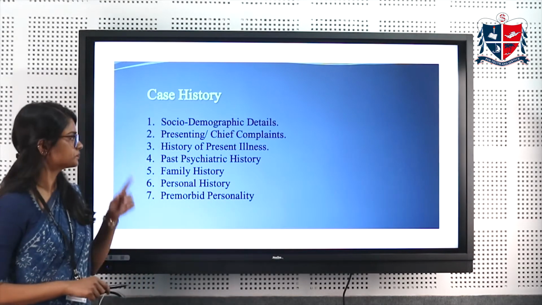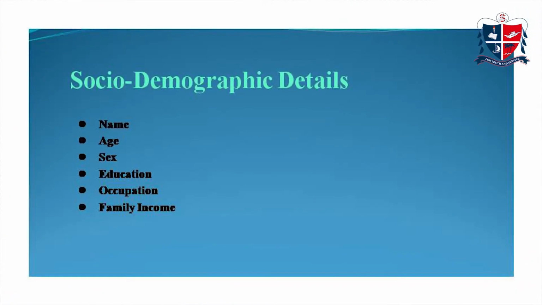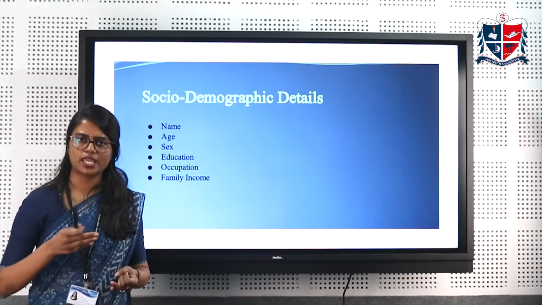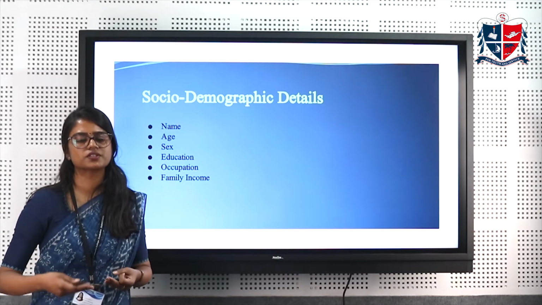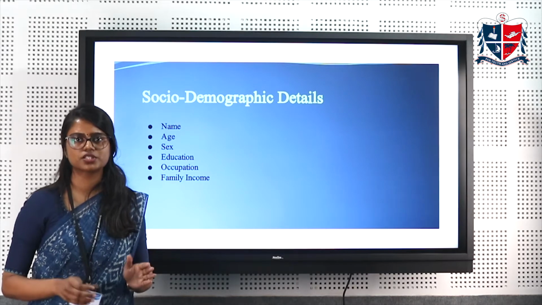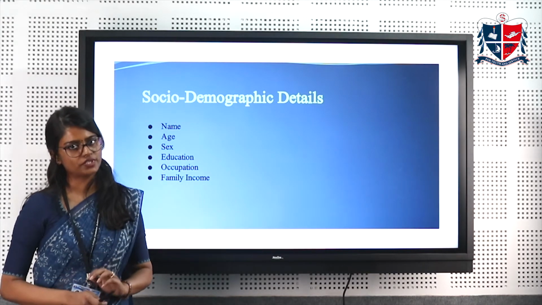So let's start. The first one is socio-demographic details. These are very basic details that we ask the client: the name of the client, the age, the sex, the occupation, and maybe education and the family income. So the very basic information that we collect comes under this section, that is socio-demographic details.